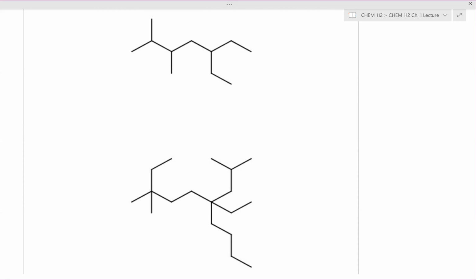So this one, is there a more branched chain you can generate via a different counting method? What if you count it from the top? Oh no, the top chain is shorter. So yeah, you're right. That's fine.